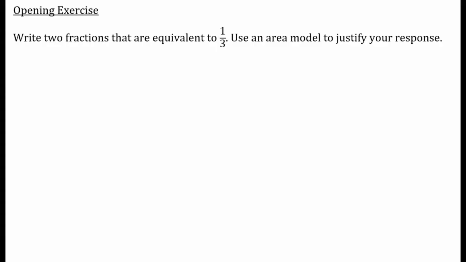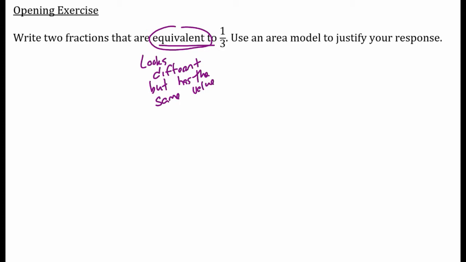So write two fractions that are equivalent to 1/3. So yes, we're going back to 7th grade here for a second. Equivalent is a big idea in this unit. It looks different, but has the same value. That's what it means to be equivalent. So if I want something that's equivalent to 1/3, we can all agree that 2/6 is equivalent to 1/3. If I multiply by, I don't know, 5, we get 5/15. That's the same as 1/3, and so on. There are infinitely many rational numbers here that are equivalent to 1/3.